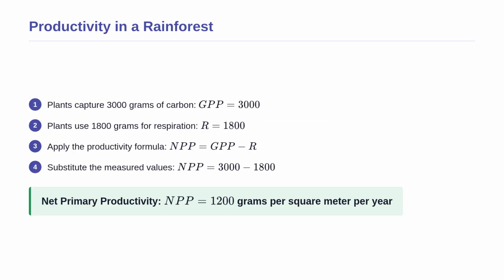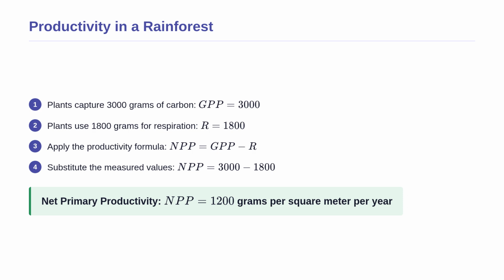Let us see how this formula works in the real world by calculating the productivity of a lush tropical rainforest. A team of ecologists measures that the plants in a 1 square meter area capture 3,000 grams of carbon over a year. This is our gross primary productivity. However, because the forest is hot and active, the plants use 1,800 grams of carbon for their own cellular respiration. We want to find the net primary productivity.